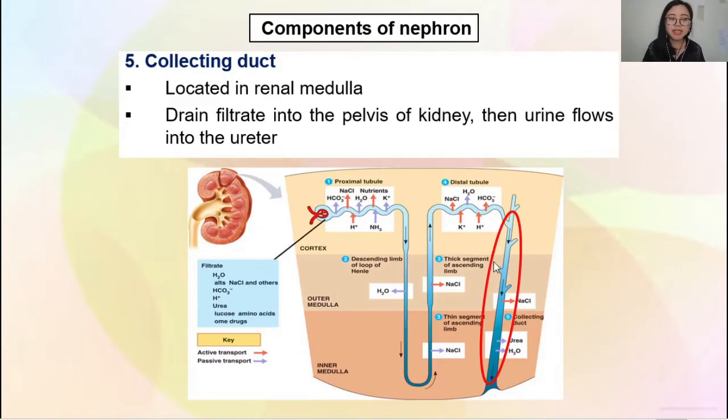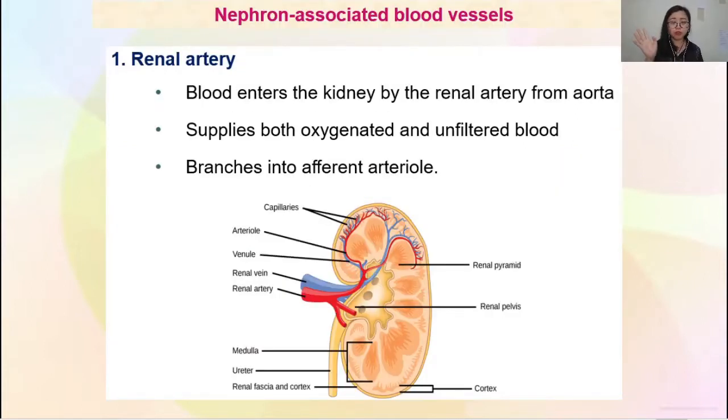Last but not least, the last part of the component of the nephron is the collecting duct. So ini adalah saluran yang kumpul air kencing. It is located in the renal medulla, and it will drain the filtrate into the pelvis of kidney, and then the urine will flow into the ureter. So ini adalah macam parit ataupun saluran besar yang akan kumpul air kencing daripada setiap nephron. Those are the components of the nephron.